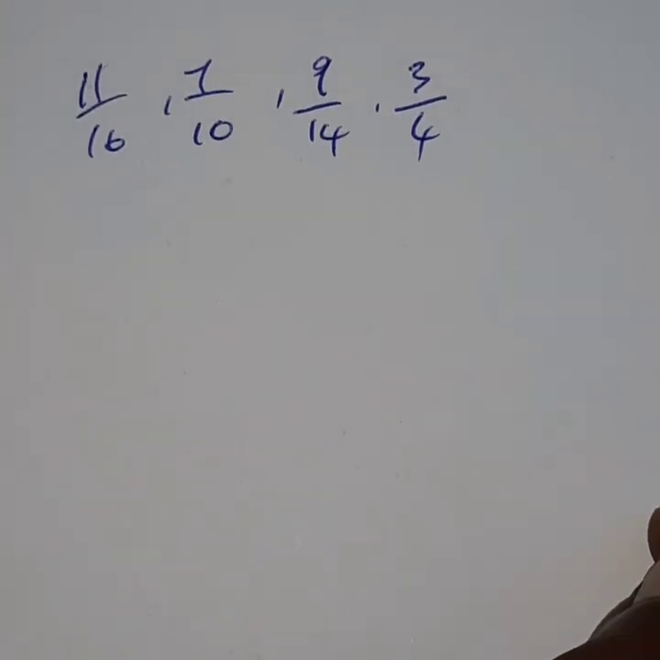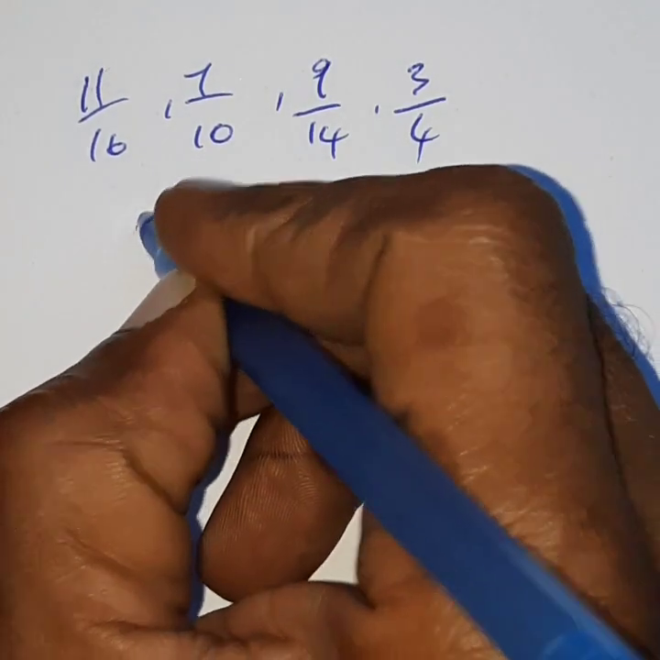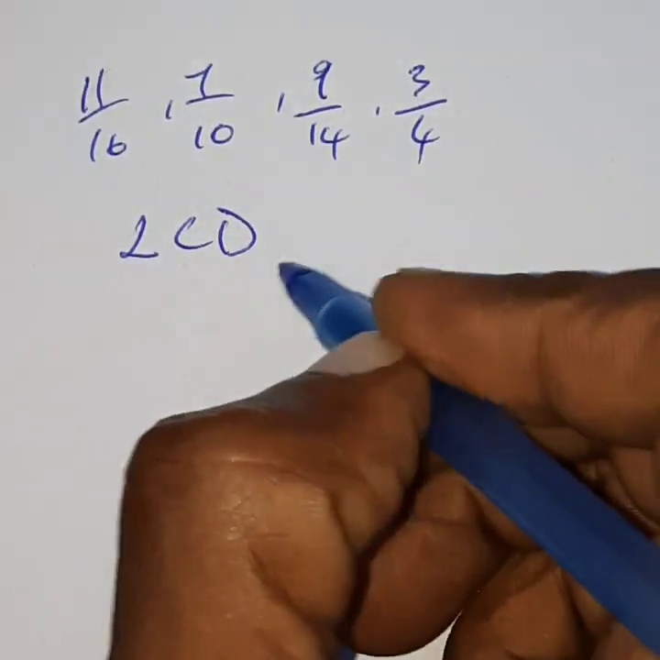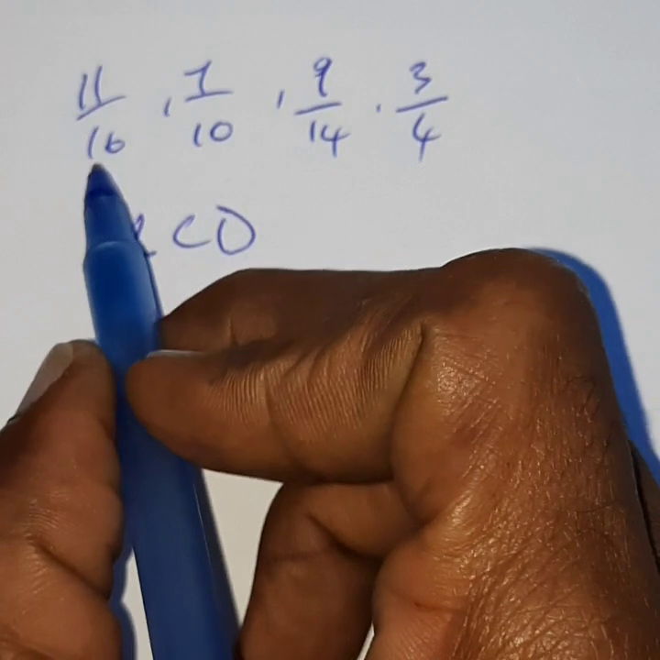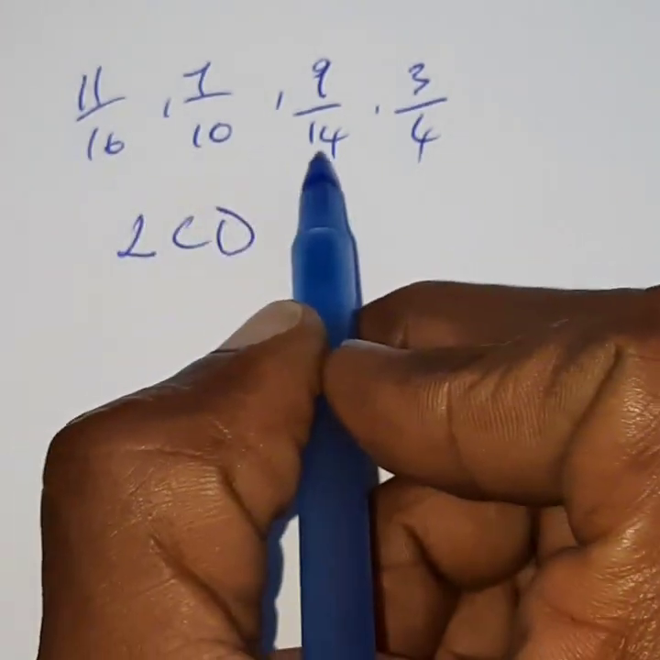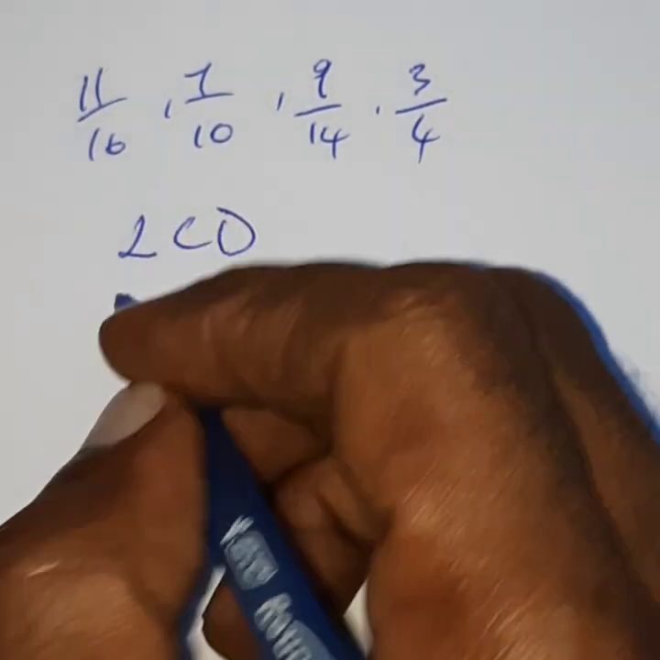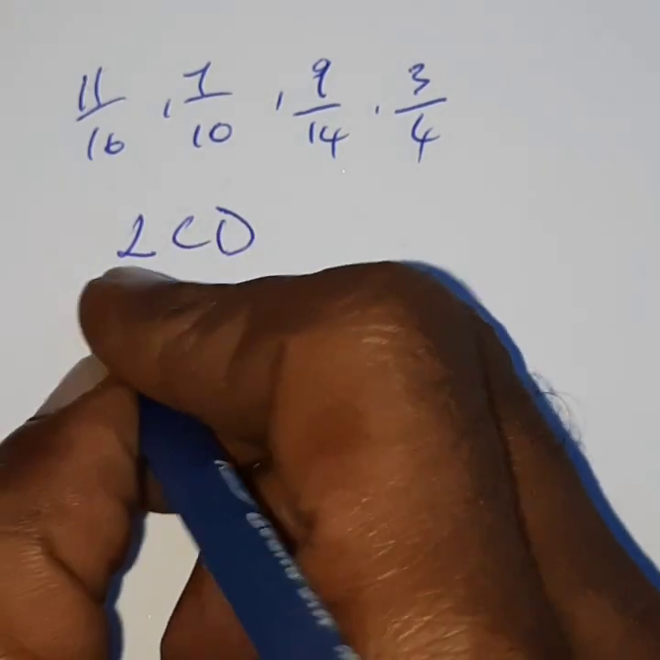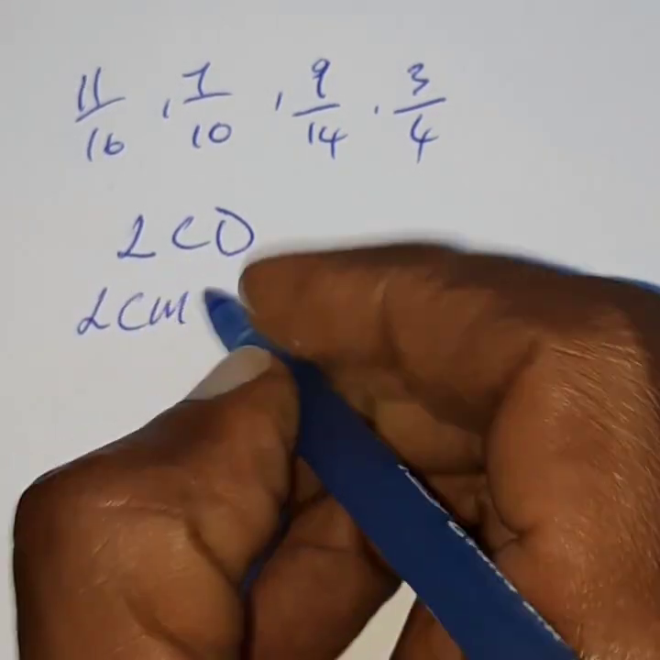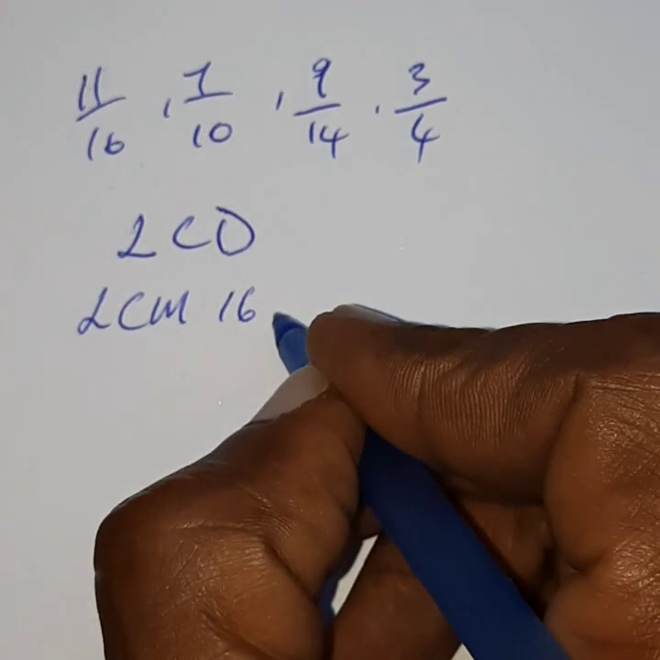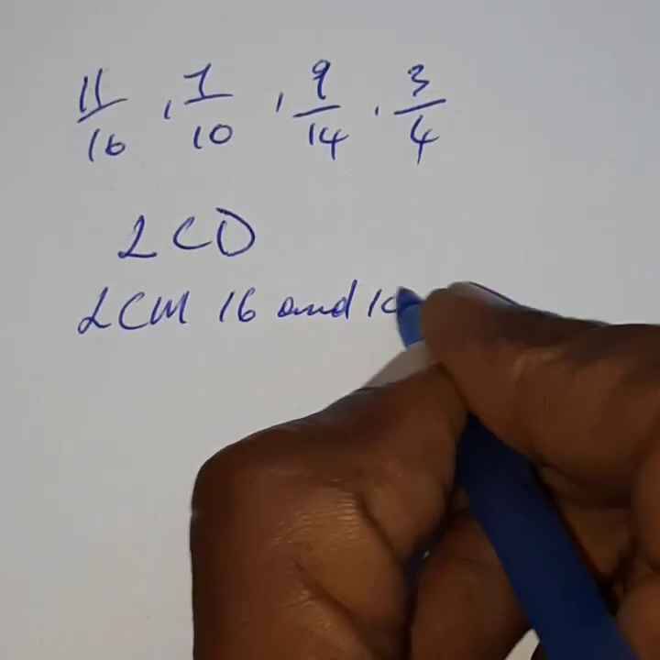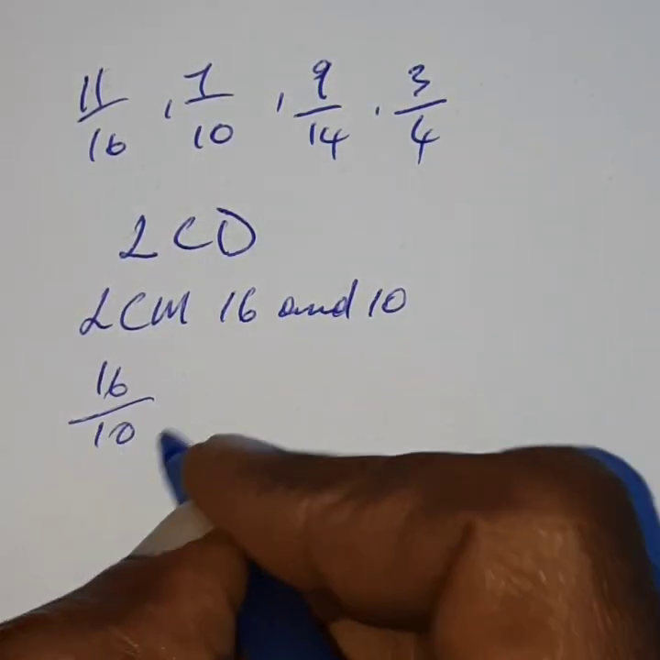Okay, so we have 11/16, 7/10, 9/14, 3/4, and we want to put them in order. So we have to first find the lowest common denominator. We have to find the lowest common denominator for 16, 10, 14, and 4, just like finding the LCM. So we're going to find the LCM. First we have to find it for 16 and 10. We'll put 16 over 10.